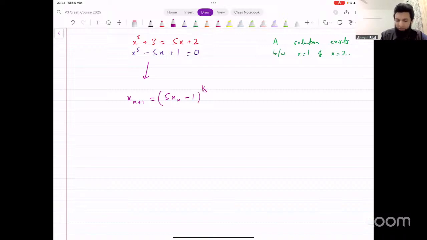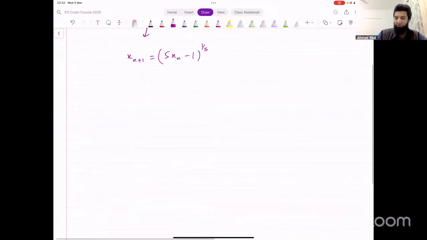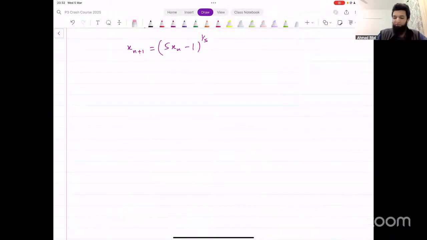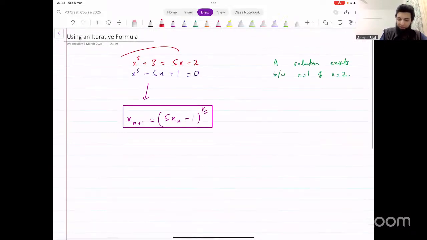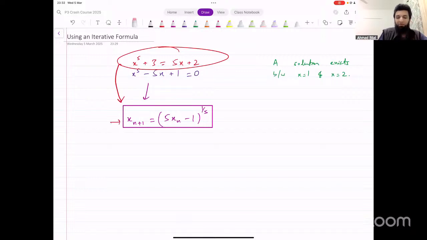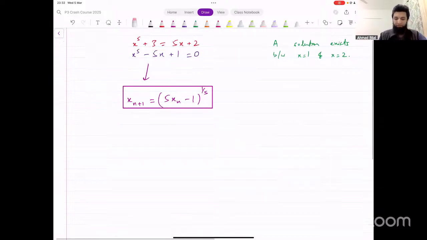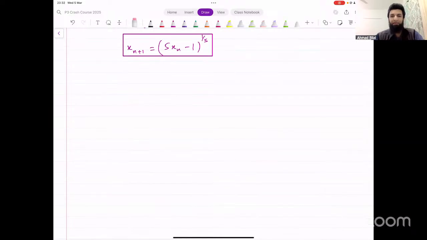Now, how do we get to this iterative formula? We'll talk about that in a few minutes. But for now, let's assume you are given this iterative formula. Mostly they give you the iterative formula in the question itself. Sometimes you have to figure it out yourself as well. They give you this equation and tell you that you can use this iterative formula to find the solution of this equation.